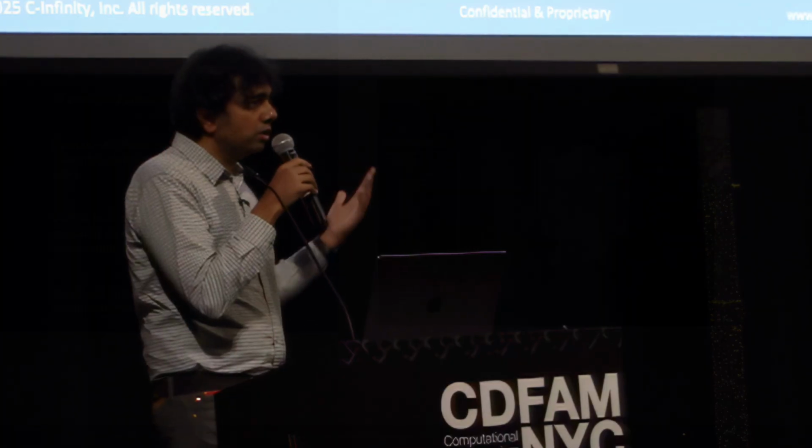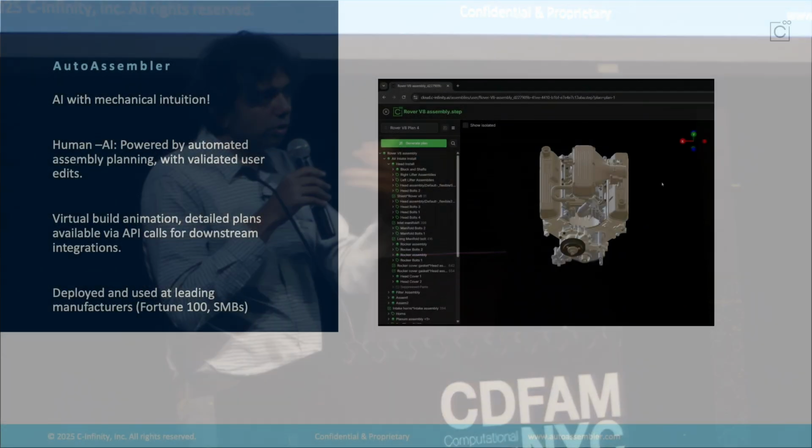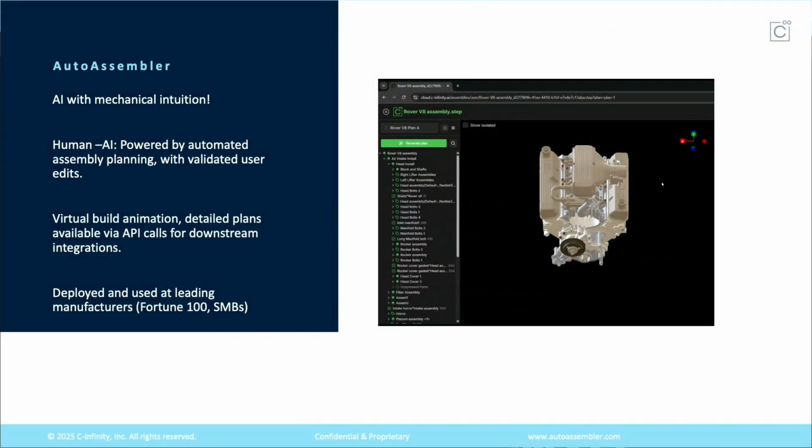And you see that it is a collaborative tool, so you can work together with the AI to construct your process plans and output the instructions. It's been a year and a half since we started the company, and the solution is already deployed in some leading manufacturing companies, including a couple of Fortune 100 companies. They're using it as a part of their day-to-day process.